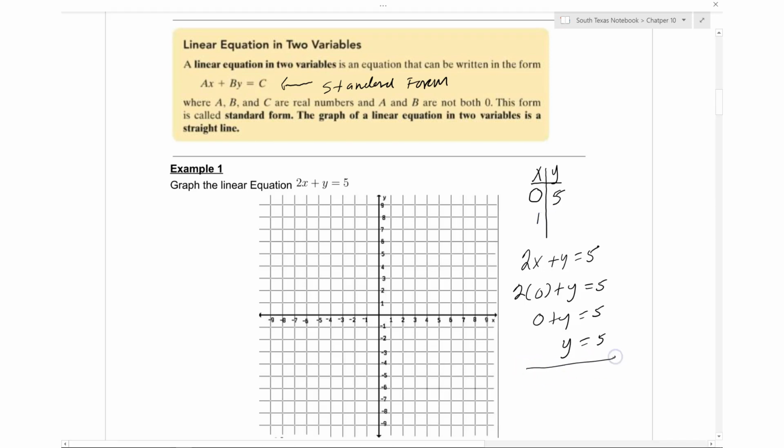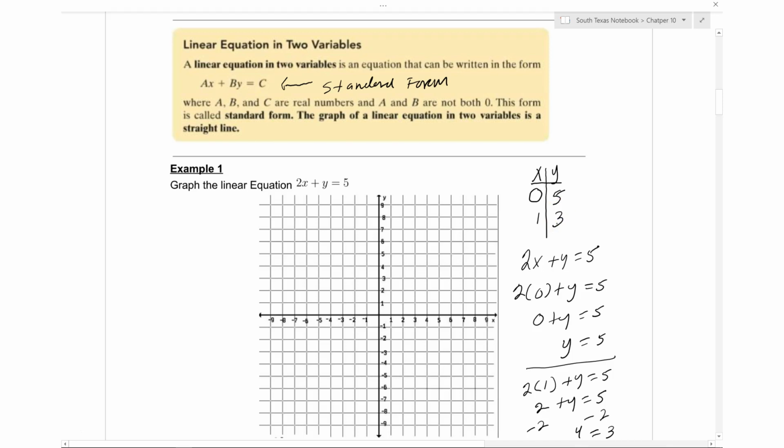So the next step is to find the value of y when x equals 1. Just like we did before, we're going to substitute x equals 1. So we have 2 times 1 plus y is equal to 5. And we know that 2 times 1 is 2, plus y is equal to 5. So we're going to subtract 2. So y equals 3.